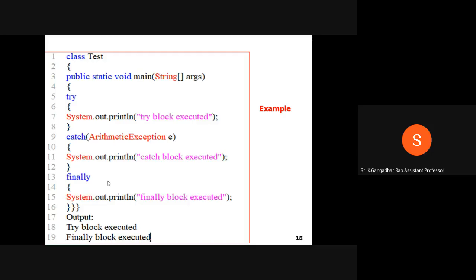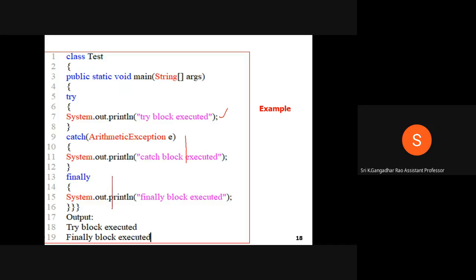You see this. There is an example here, class Test. Inside my main method there is a possibility of raising an exception, that's why I have kept my try code inside. You can see here, my try code is this. Assume that there is an arithmetic exception there. So I am providing a handler here, and I am going to provide the finally block.